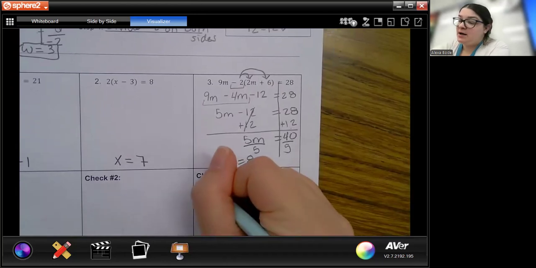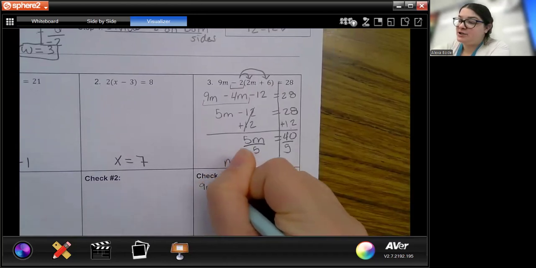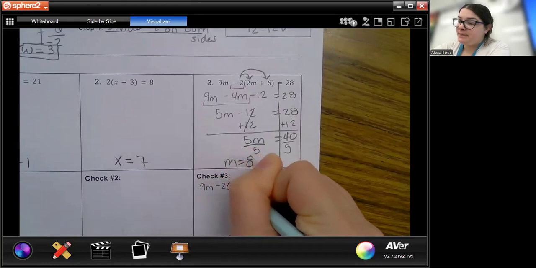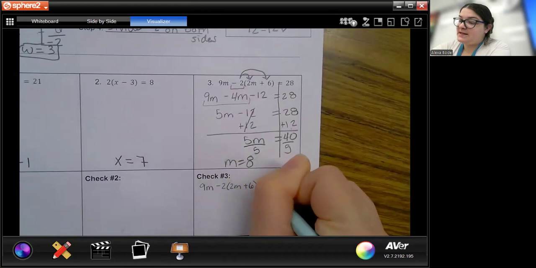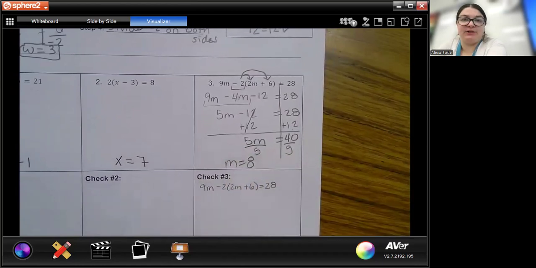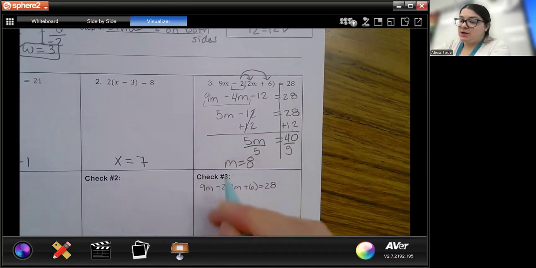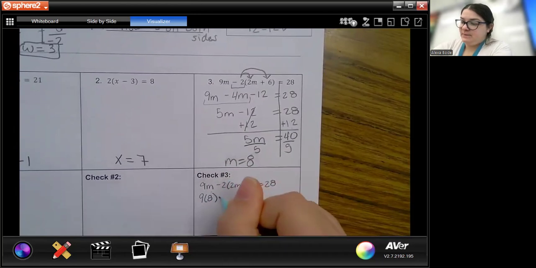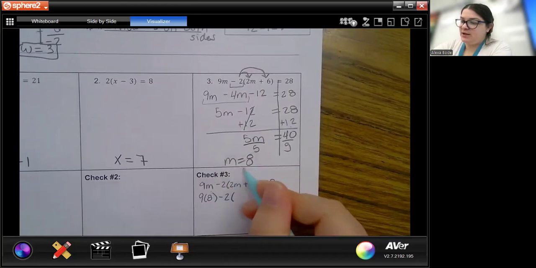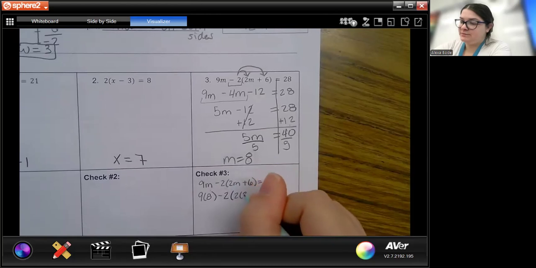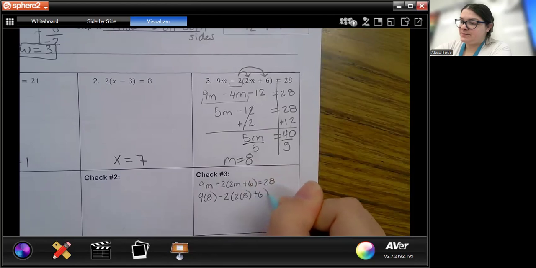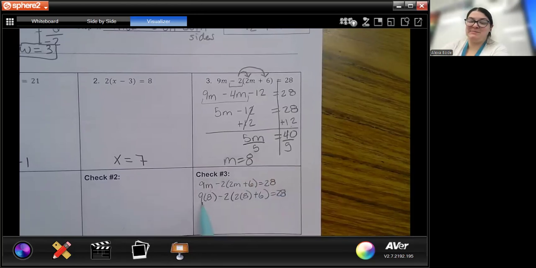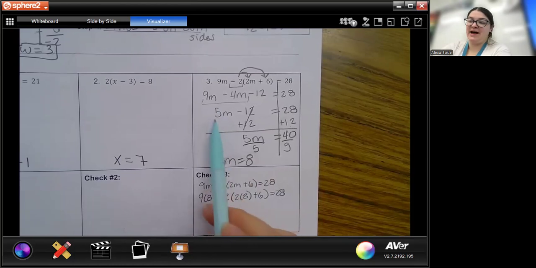So when I needed to check my work, and this is why it's okay to use a calculator in this unit. If you don't have a calculator in front of you right now, grab a calculator. I should have just used a calculator when I was doing this in my head. So I want to put 8 in for m. So this is 9 times 8, and then minus 2 times 8 plus 6 equals 28. I made my mistake here because I knew it was 5m here.